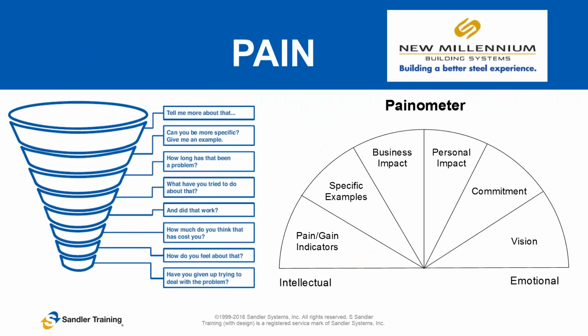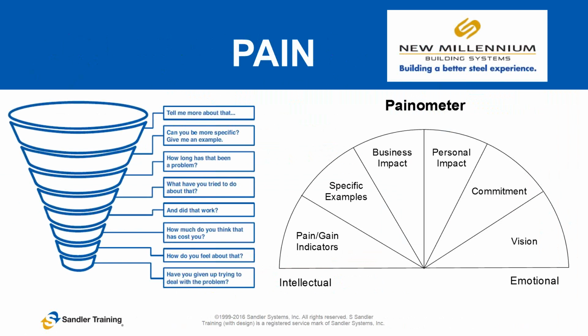He says, well, Jim, it's that delivery time that is the most critically important to us. I'd say, all right, now tell me more about that, Charlie. So I drop that indicator into that pain funnel. Tell me more about that. Can you be more specific? Can you give me a real life example of that having taken place recently? And so what I'm doing is dropping that into the specific example phase of my painometer.